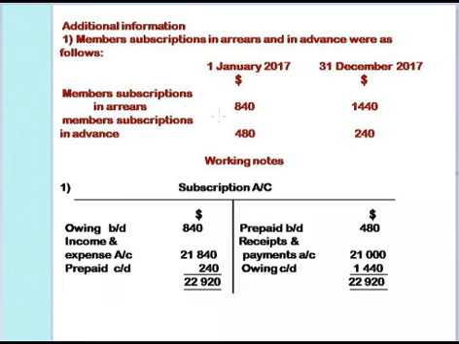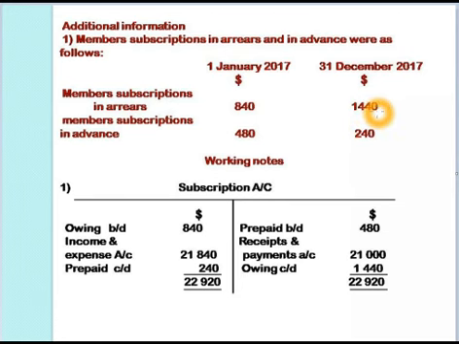So, if we see here it is stated that membership subscription in arrears, that means it was due and has not been paid, and it was on 1st January 2017. This was 840. That means this arrears was for the period of 2016, and hence on the 1st of January this balance was brought forward because still it is pending for the period of 2016. It's not for the period for which we are making the subscription account, hence this amount will be debited. Owing brought down 840.